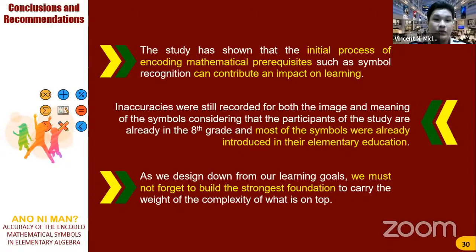Second, inaccuracies were still recorded for both the image and meaning of the symbols, considering that the participants of the study are already in the 8th grade, and most of the symbols were already introduced in their elementary education. So this implies that as learners progress, there might be 2 possibilities regarding inaccuracies. First, they did not fully encode the correct image and meaning of the symbols at the time they were introduced to them, which we can account to the kind of learning experience they had.